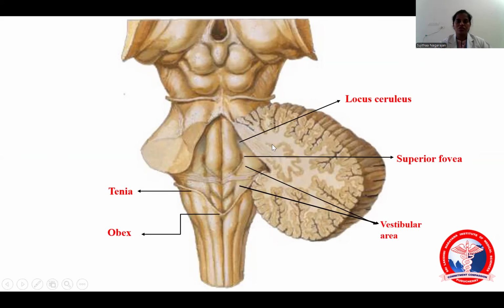Now in this picture, we can see the locus ceruleus. Then we have the superior fovea. So this sulcus is called the sulcus limitans. Here we have the superior fovea, and lateral to the hypoglossal and the vagal triangle is the vestibular area, and this one is the tinea, and this meeting point is called the obex.